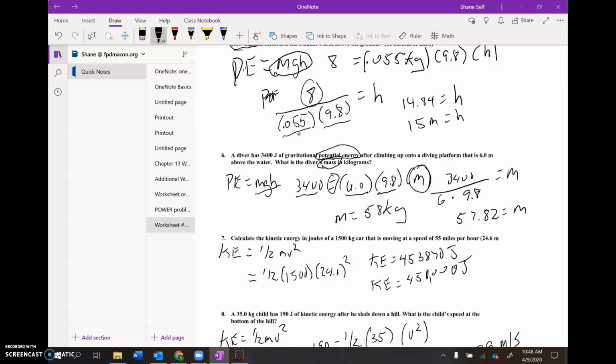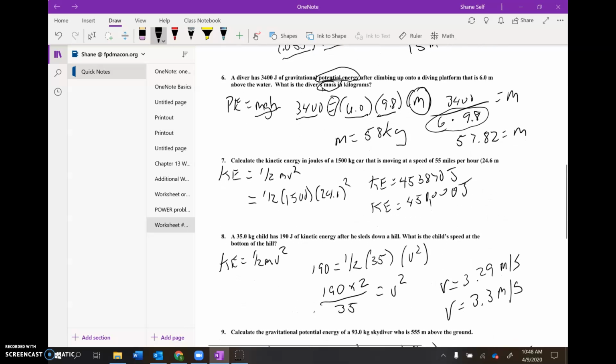So we have to get m by itself. How do we do that? We divide both sides by 6 and 9.8, which is what we've done right here. Multiply those two numbers together first. Then it's 3,400 divided by these two numbers multiplied together. That will get you 57.82 kilograms. In significant digits, 58 kilograms.